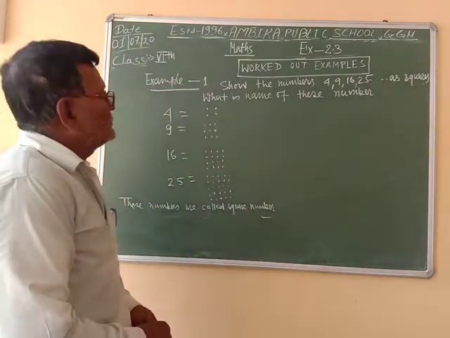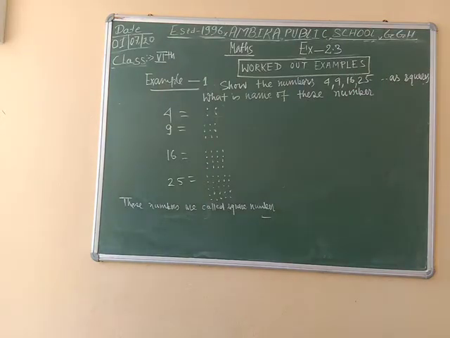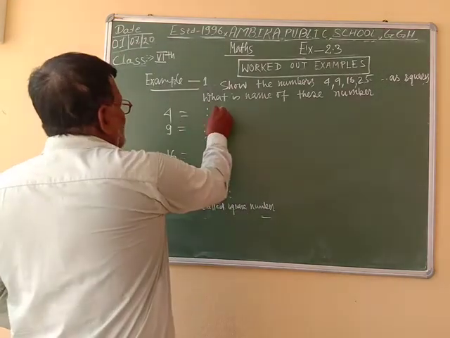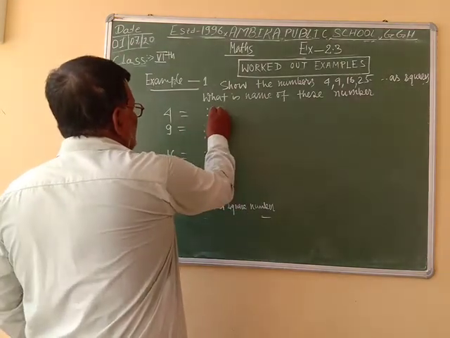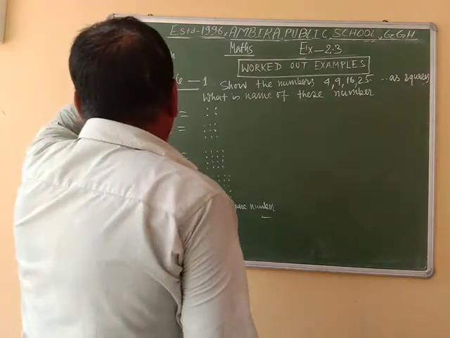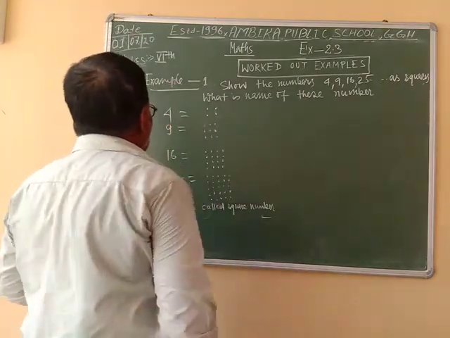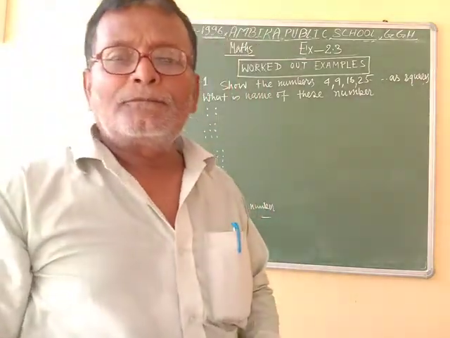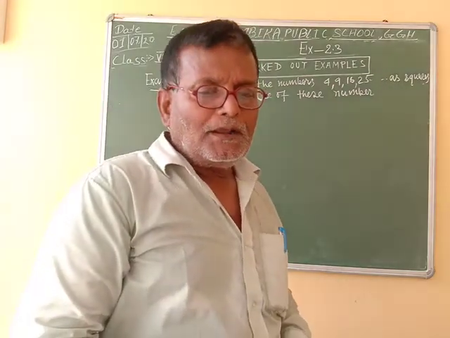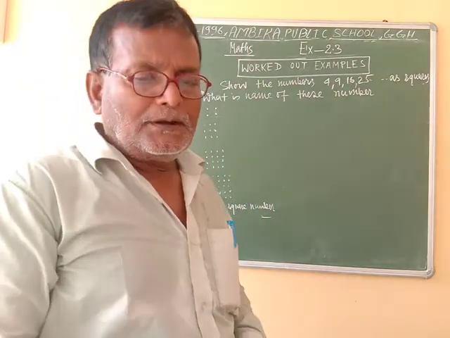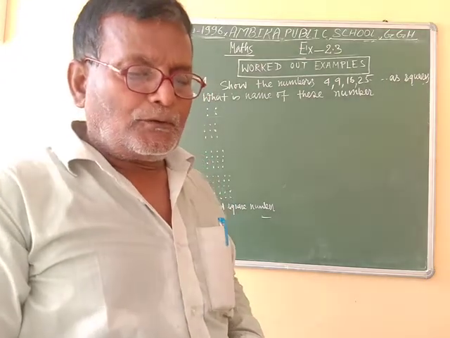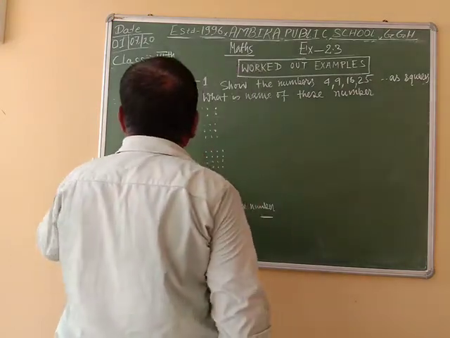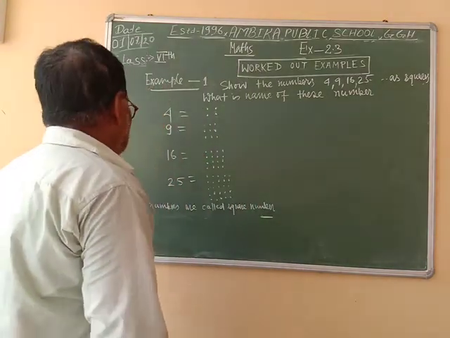You are asked to show the numbers 4, 9, 16, 25 as squares. What is the name of these numbers? From 4 dots a square is formed, and from 9 dots a square is formed. From 16 dots a square is formed, and from 25 dots we make a square. So these numbers are called square numbers.